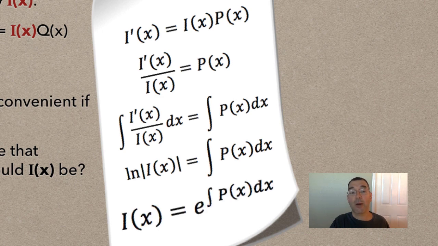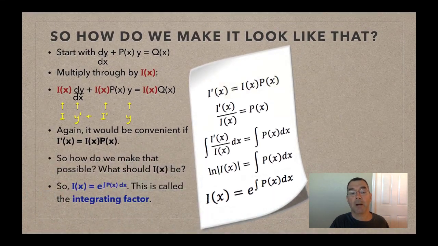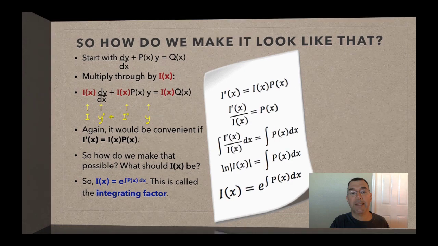Then if I want to figure out what I of x is, I have to undo that natural log. So I raise both sides as an exponent of e. So the left-hand side just becomes I of x, and the right-hand side becomes e to the antiderivative of p of x. All right, so that is always what I will create my I of x to be: e to the antiderivative of the p function that's already in the question. All right, I'm going to call that my integrating factor. It's going to allow me to integrate this equation a lot more easily.